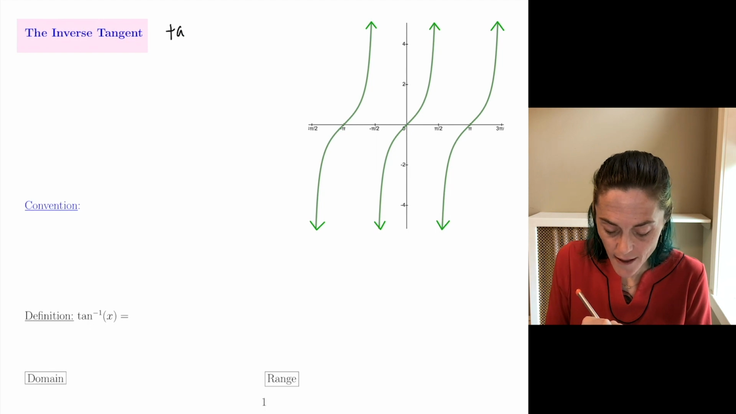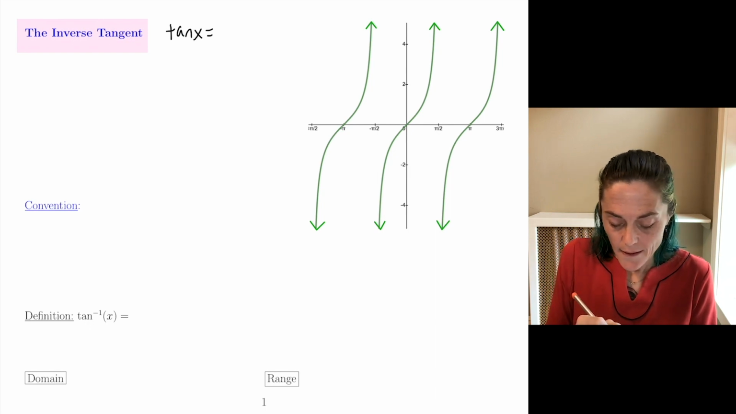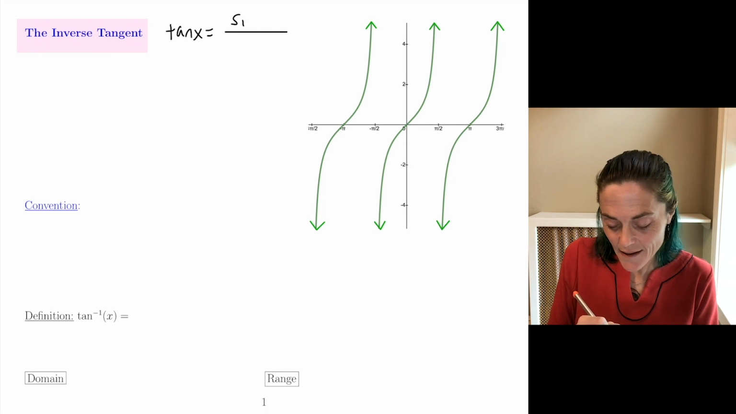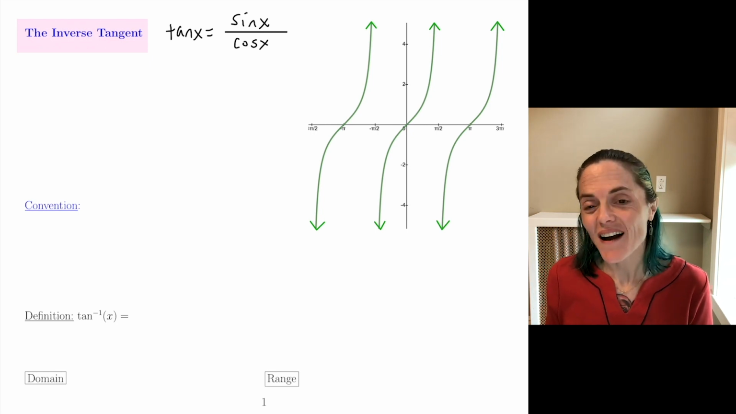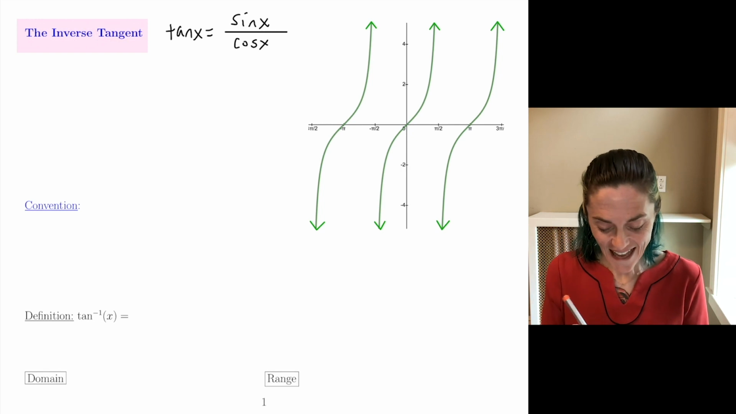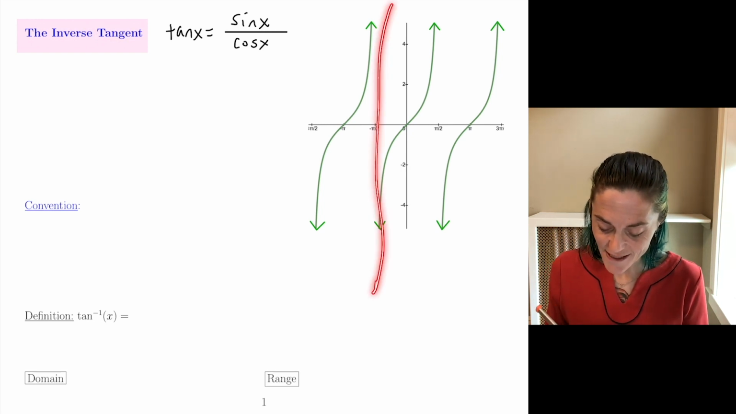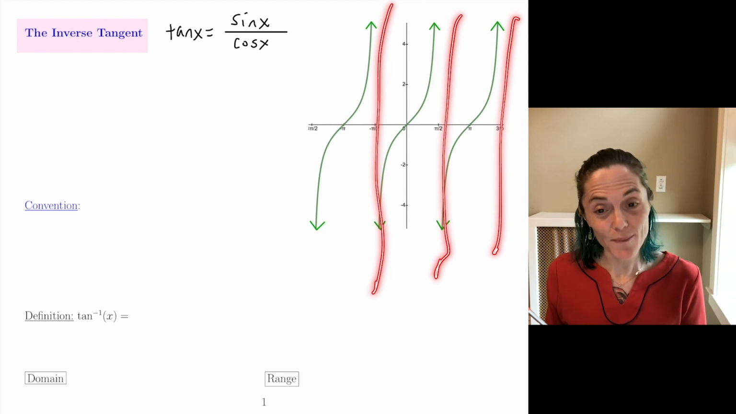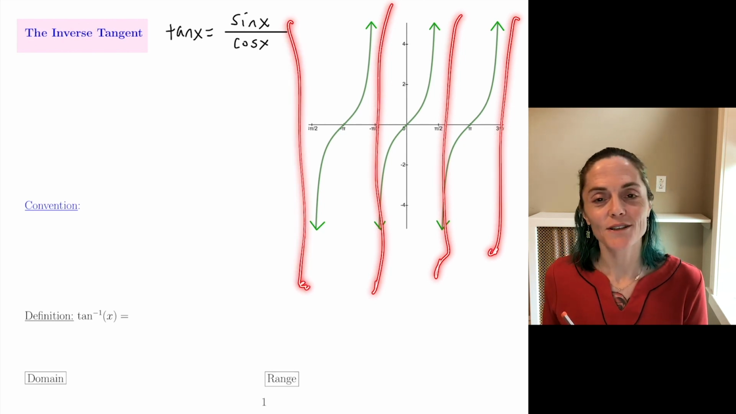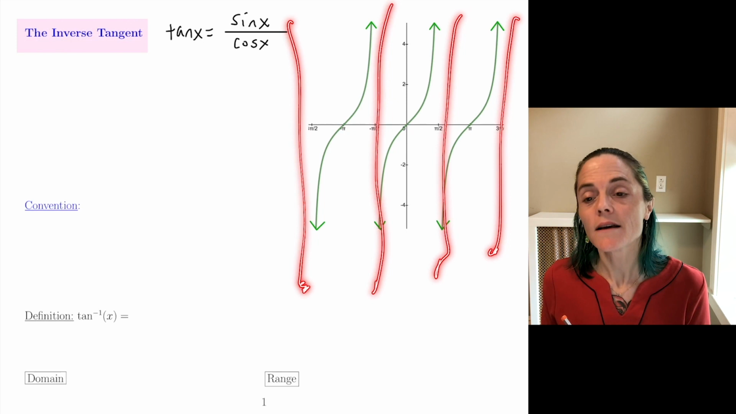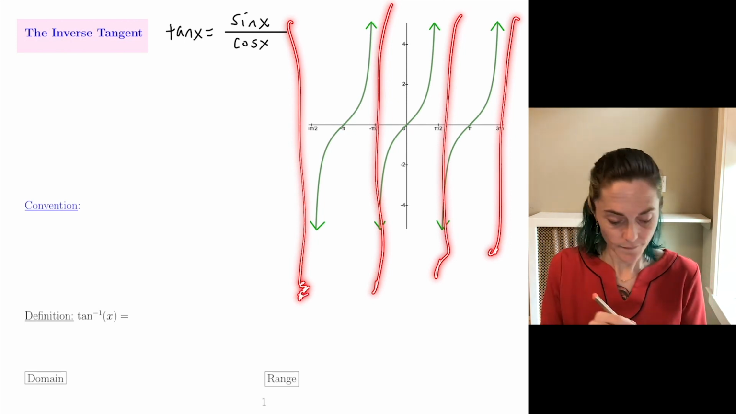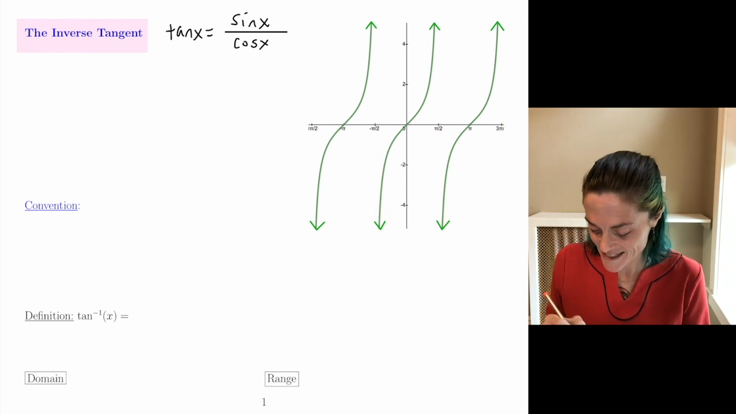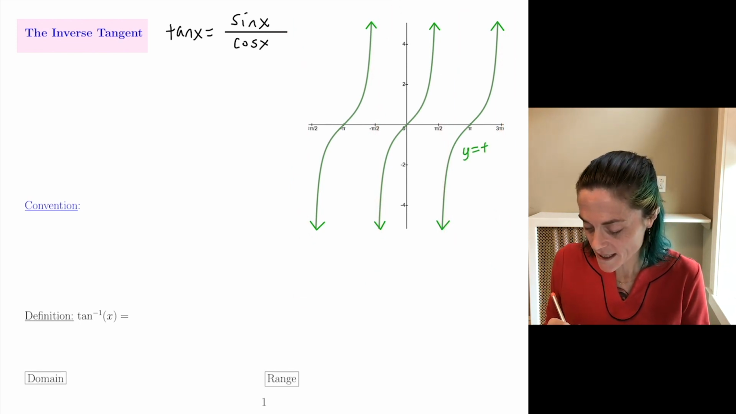So the tangent of x, this is the sine divided by the cosine. And in particular, the tangent is undefined anytime the cosine is 0. And this happens at minus pi over 2, pi over 2, 3 pi over 2, minus 3 pi over 2, etc. These x values are not in the domain of the tangent. Maybe I should write, this is the tangent. So y equals the tangent of x.